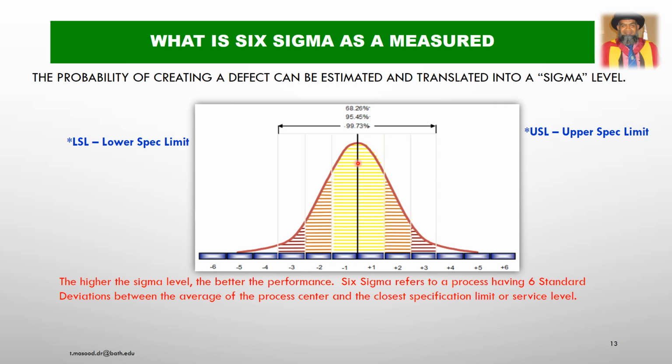6 sigma refers to a process having 6 standard deviations between the average of the process center and the closest specification limit or service levels. As you increase the number, the sample time will reduce, and based on that you can fix the issues. The smaller the deviation, the higher the performance that can be achieved and addressed.